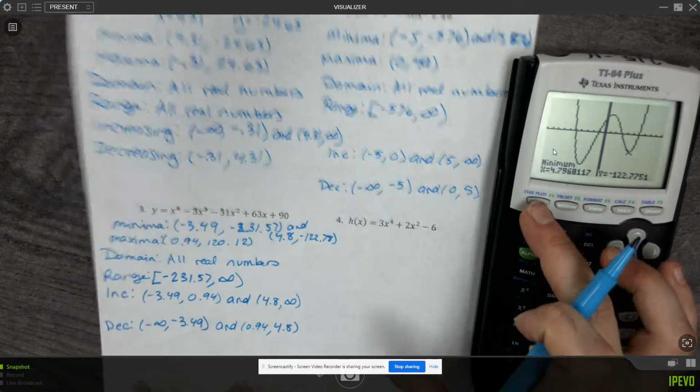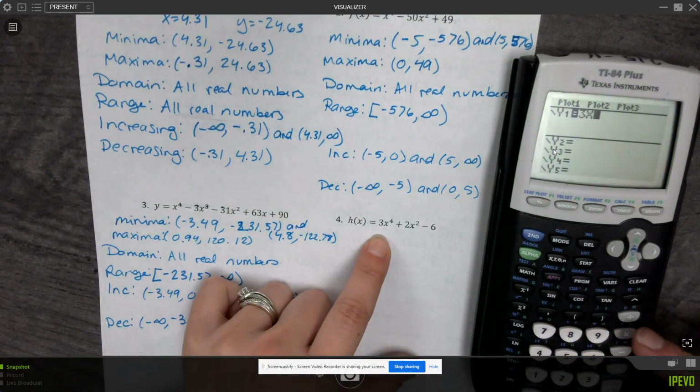All right, and your last example, back to y equals, clear it out, type in your function.